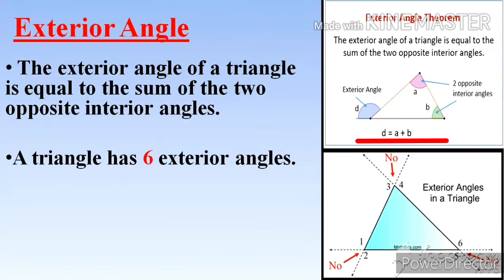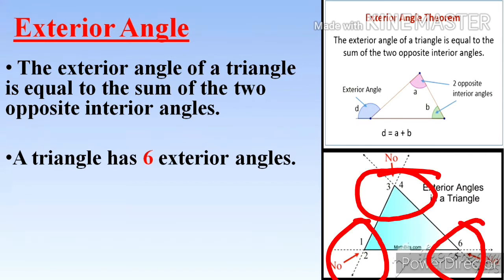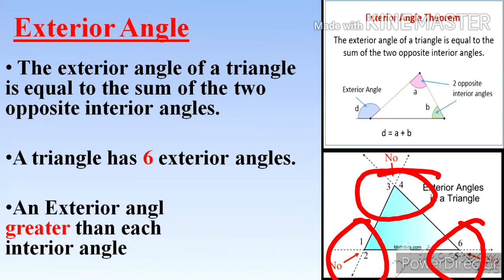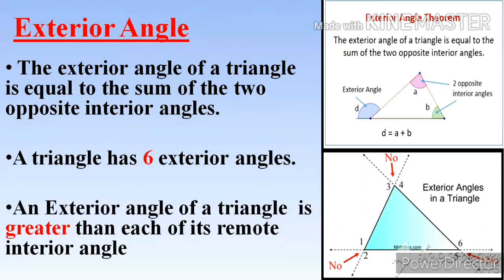Now our second important point is a triangle has 6 exterior angles. You can see in figure 2: 1, 2, 3, 4, 5, 6. Total 6 exterior angles are there. An exterior angle of a triangle is greater than each of its remote interior angles.